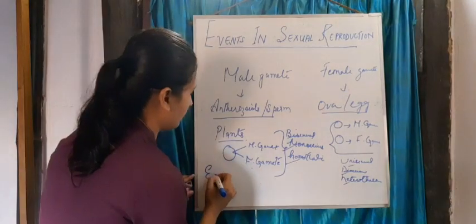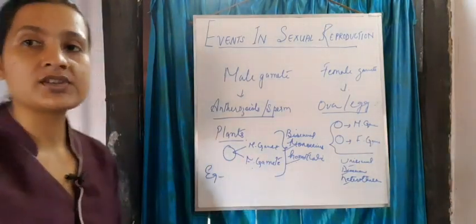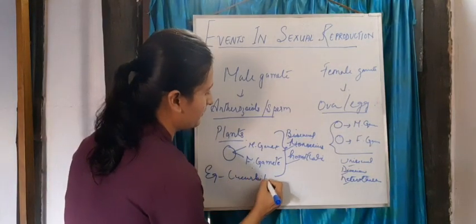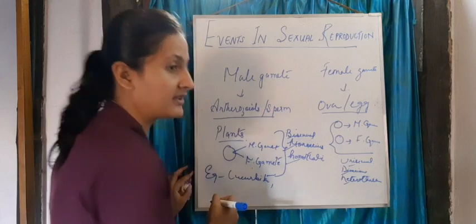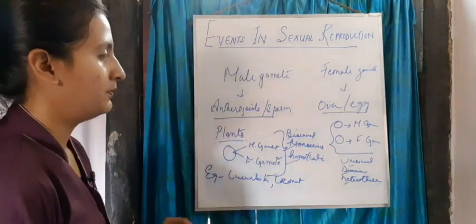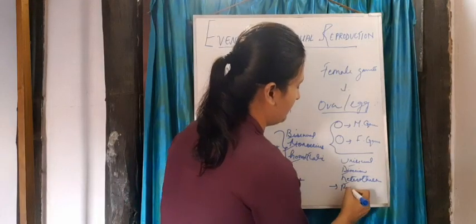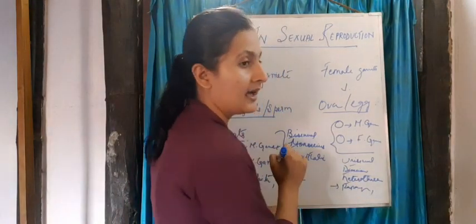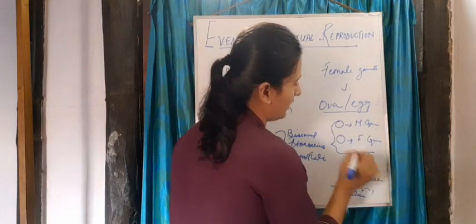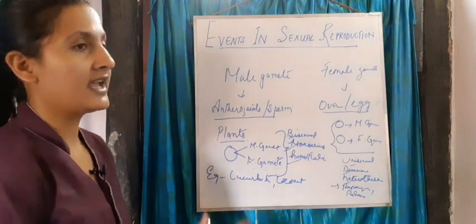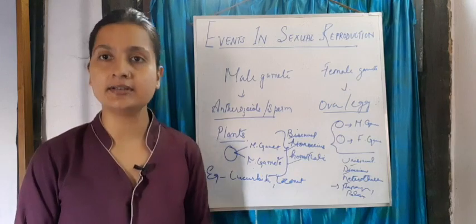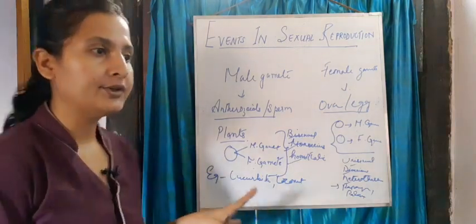Now some examples in plants which are bisexual are cucurbita. I hope you have learned in your first year, cucurbita, coconut. These are your bisexual plants. And papaya and date palm are unisexual. They have different gametes. The different plants have different gametes. All right, so is this clear to you?